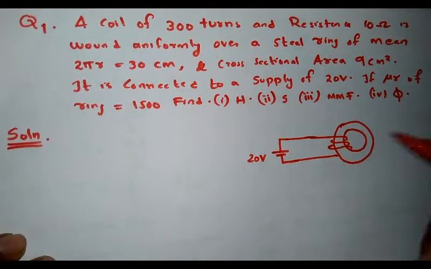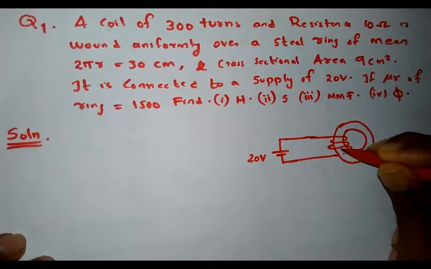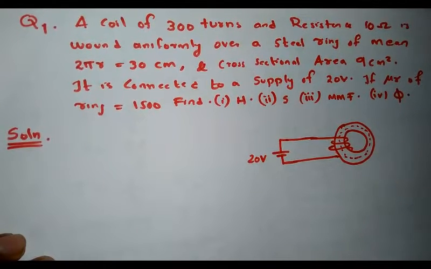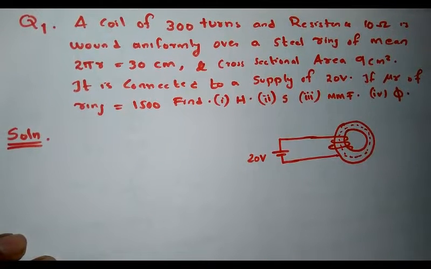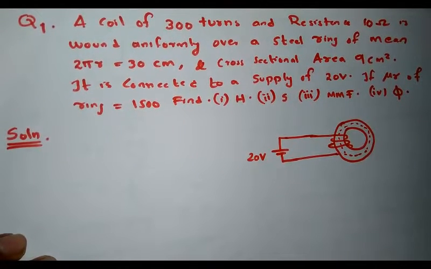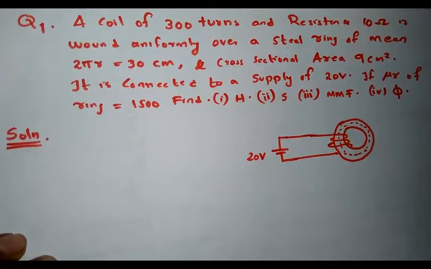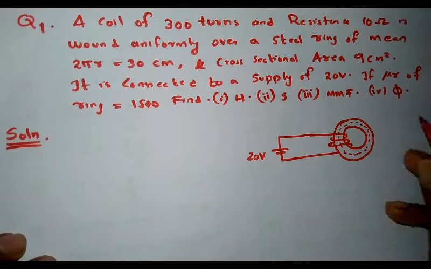So since this is a magnetic circuit, we know flux will be set up across the circuit as a result of the MMF, N into I, and S will be the reluctance, the opposition offered to the setting up of magnetic flux by the circuit, and H is the magnetic field intensity or magnetizing force. So this is a magnetic circuit.